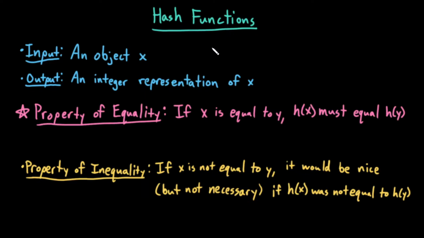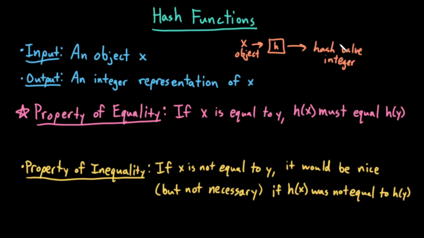What exactly is a hash function, though? Generally speaking, a hash function is some function that takes as input some object x, whatever type x might be, and it will output an integer representation of x. This is a little abstract, but basically you have your hash function, so I'm going to call it h. Some object goes into your hash function, and then out comes some hash value, which is an integer.